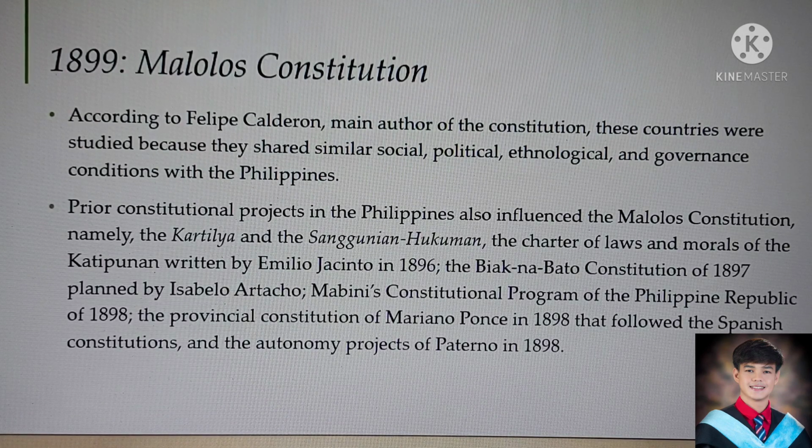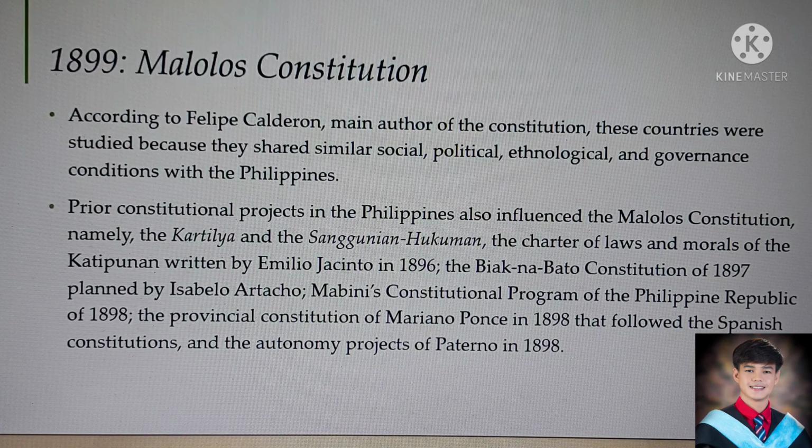Prior constitutional projects in the Philippines also influenced the Malolos Constitution, namely the Kartilya and the Sangguniang Hukuman, the Charter of Laws, and Moral Support of the Katipunan, written by Emilio Jacinto in 1896. So, idinagdag din nila dito yung mga batas ng Katipunan, kung natatandaan natin doon sa Kartilya ni Emilio Jacinto.